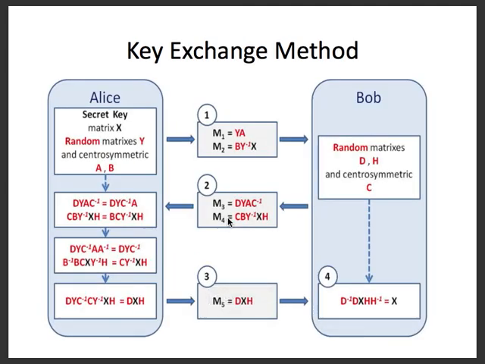And then that is the key, first random envelope from Alice to Bob. Bob puts his random envelope, and then I get rid of my random envelope and send it to Bob. Bob gets the key. Let's go through this scheme slowly. Alice has matrix X as a key. She generates random matrix Y and centrosymmetric matrices A and B.